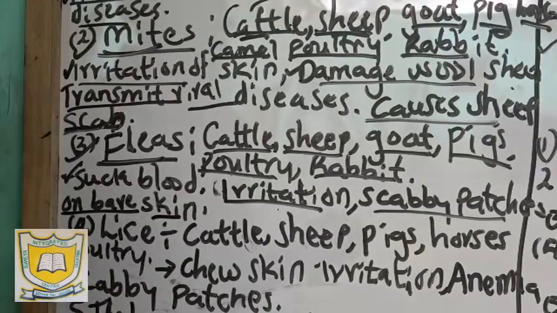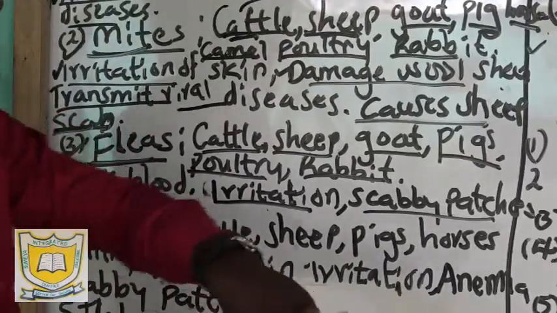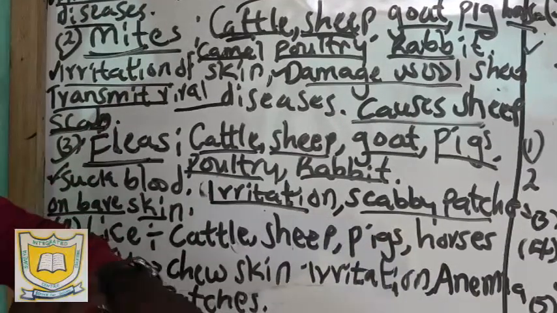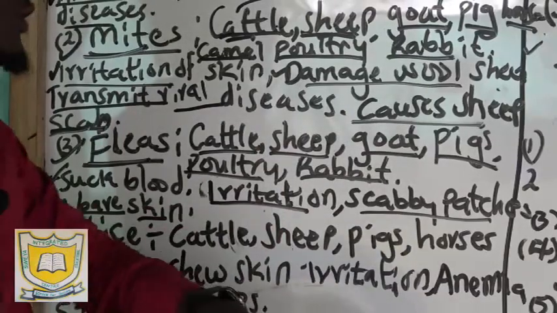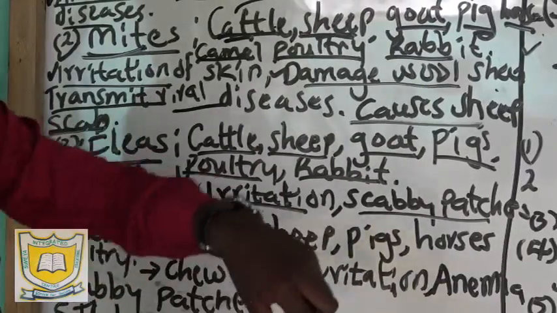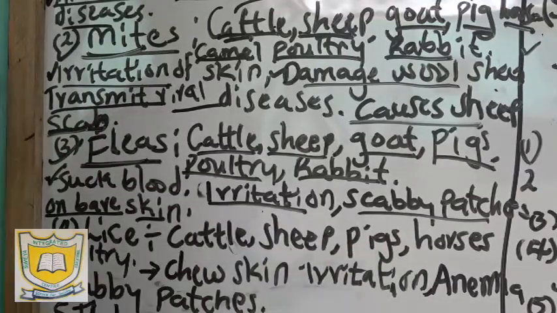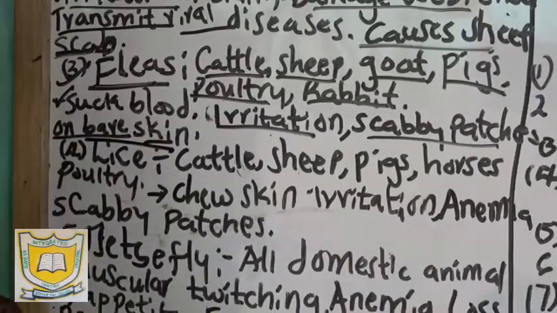What do we mean by a bare skin? If it is an animal, for example, a cattle, then the fleas feed on the hairs on the skin of the animal. It means it will leave that skin without any hair. If it feeds on a sheep, it means it will eat all the hairs or the wool on the sheep, so leaving the skin without any covering. That means it leaves the skin of the animal bare.